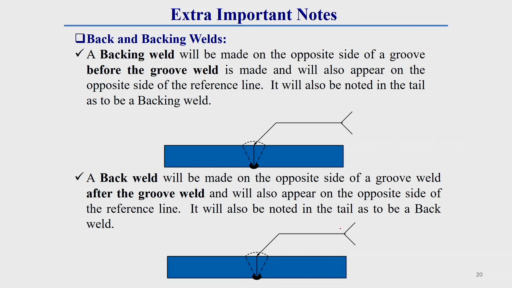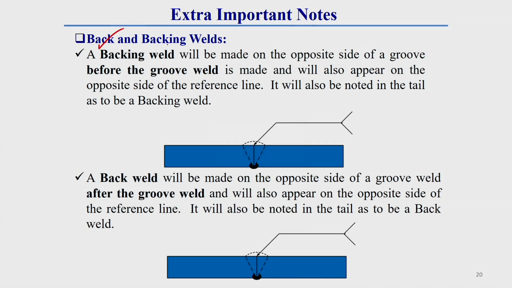Some extra information: once we are in industry, we will see that some welding operation has to be done before the groove weld, and some welding operation has to be done after the groove weld. Based on this, there are two different welds we can see in industry. One is called back weld, another is called backing weld.